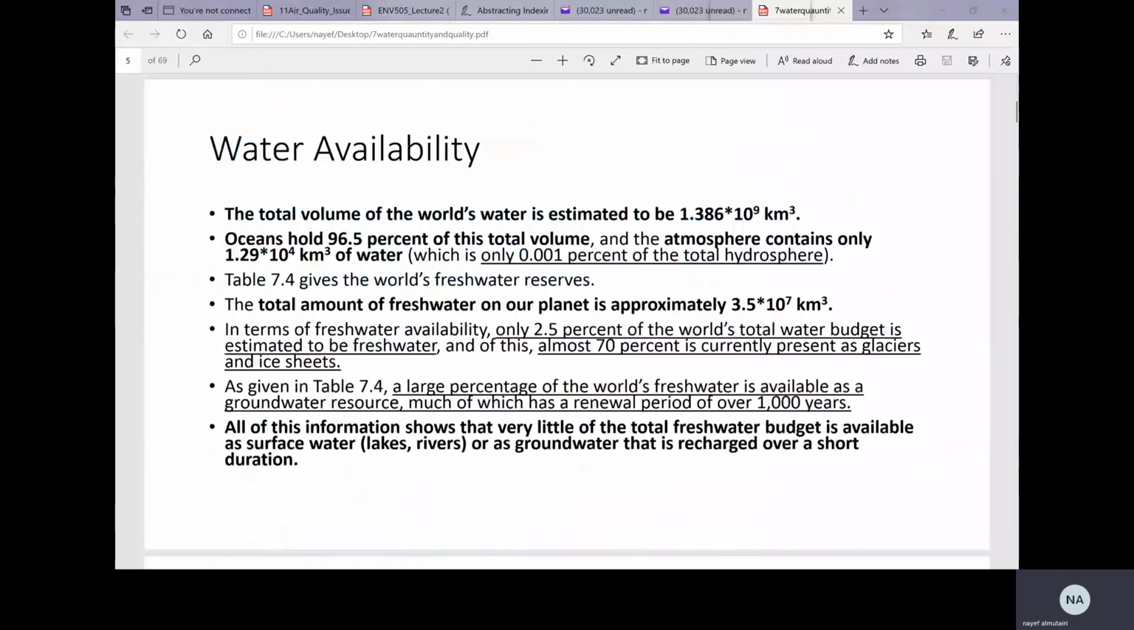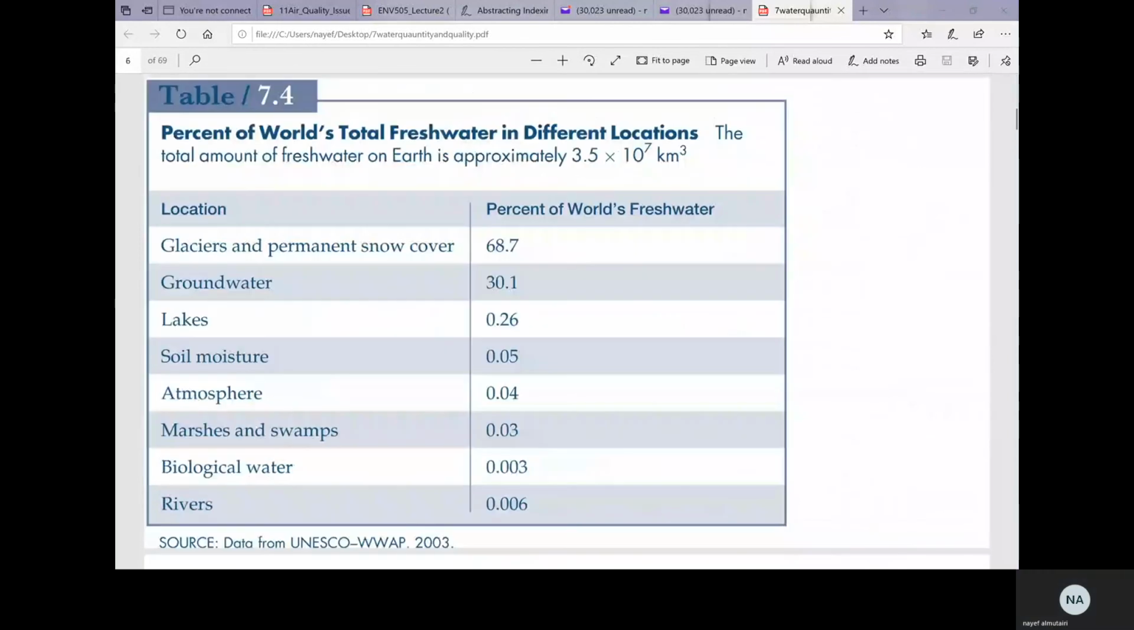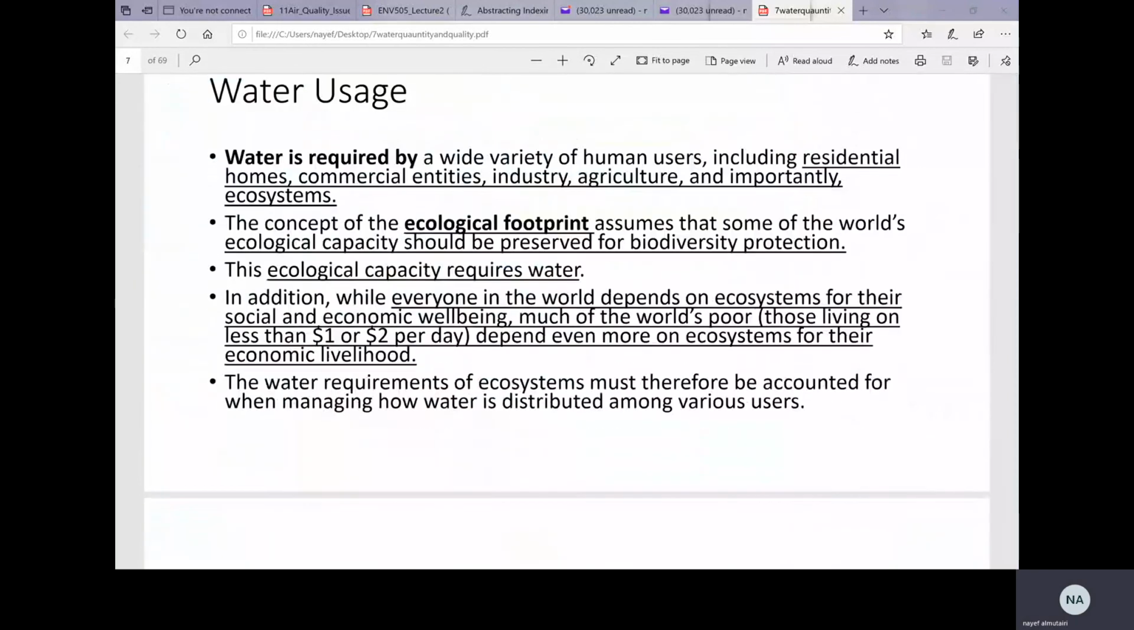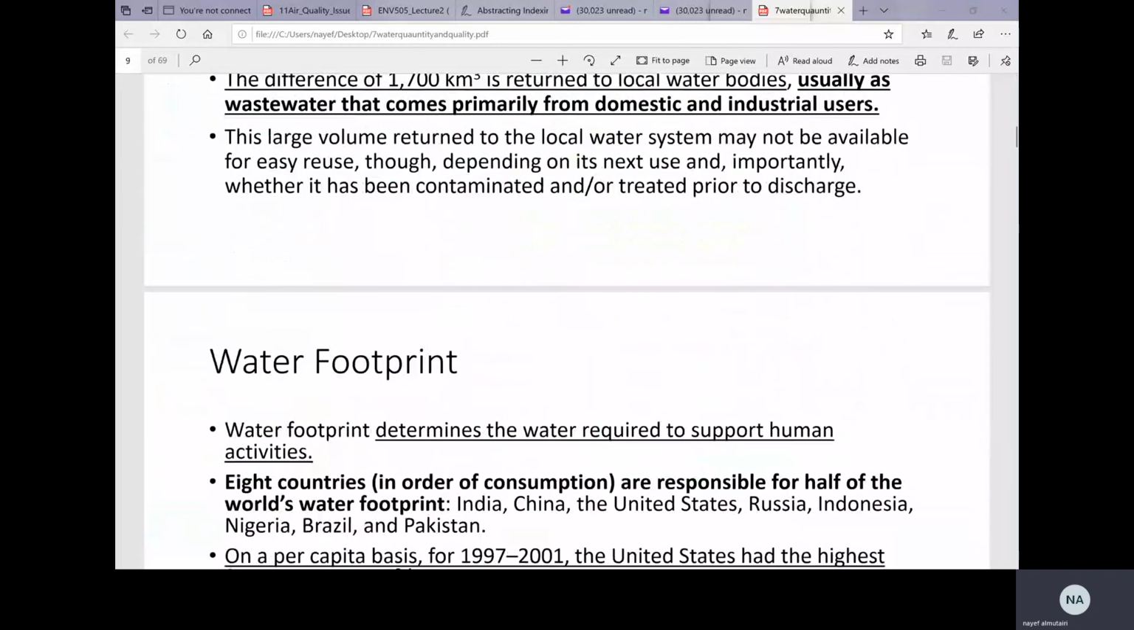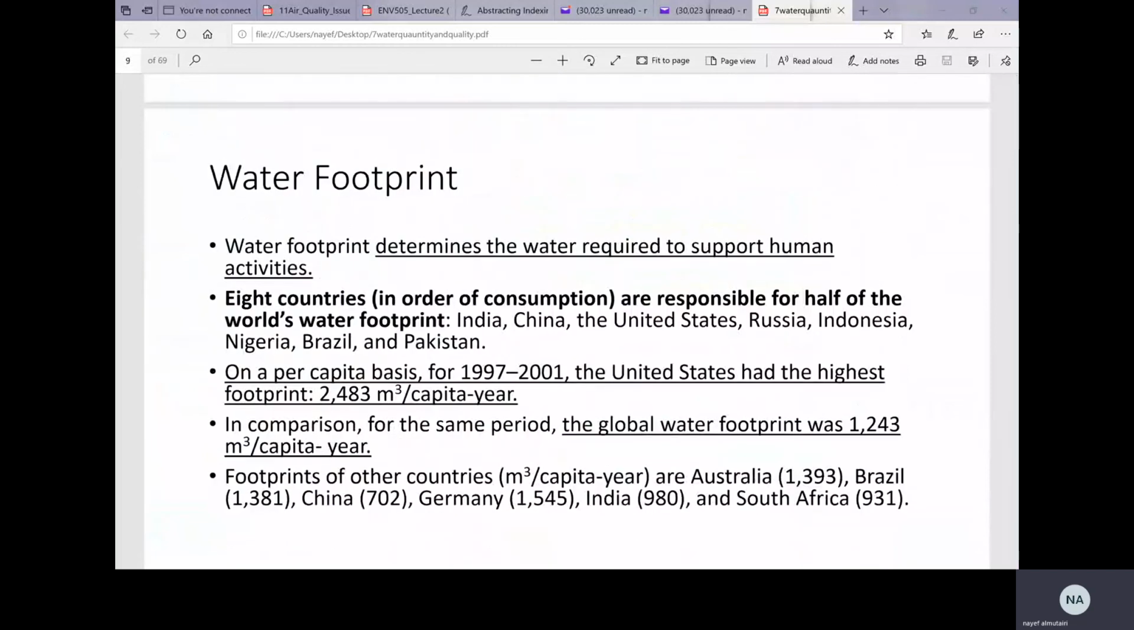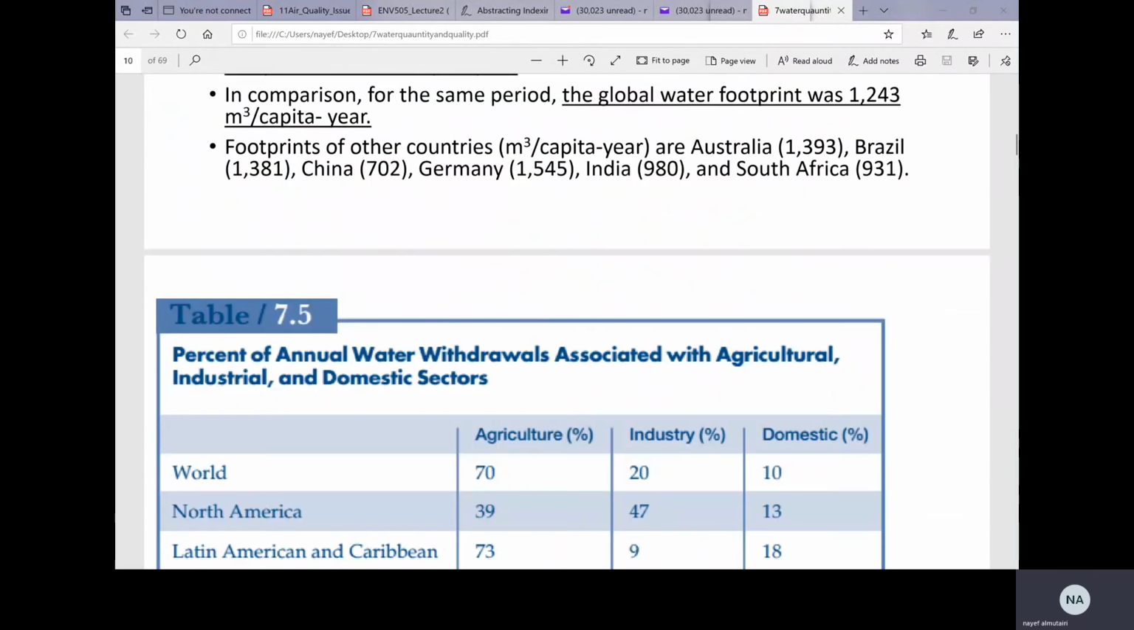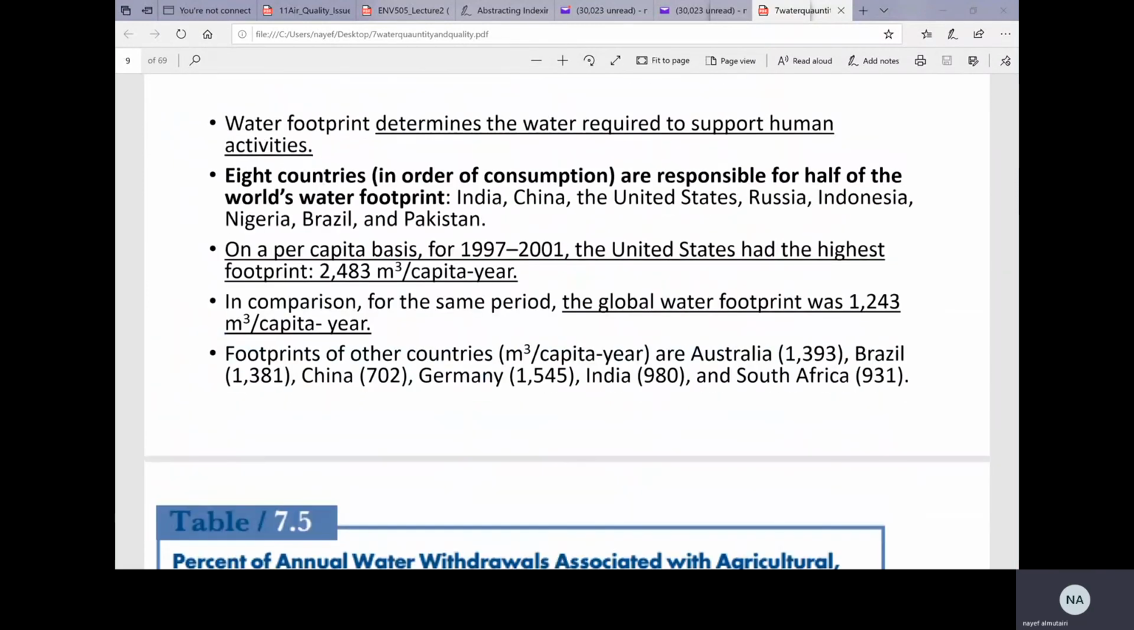Let's look at what is the meaning of water footprint. So that came in one of my multiple choice before. It determines the water required to support human activities. Of course, you could see the footprint for some countries, and you could compare which one has a greater effect, affecting the world with high pollution.